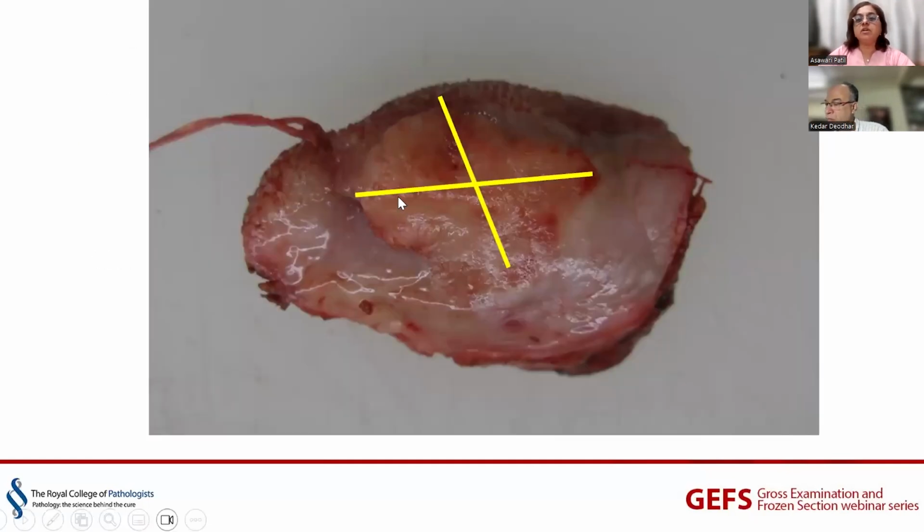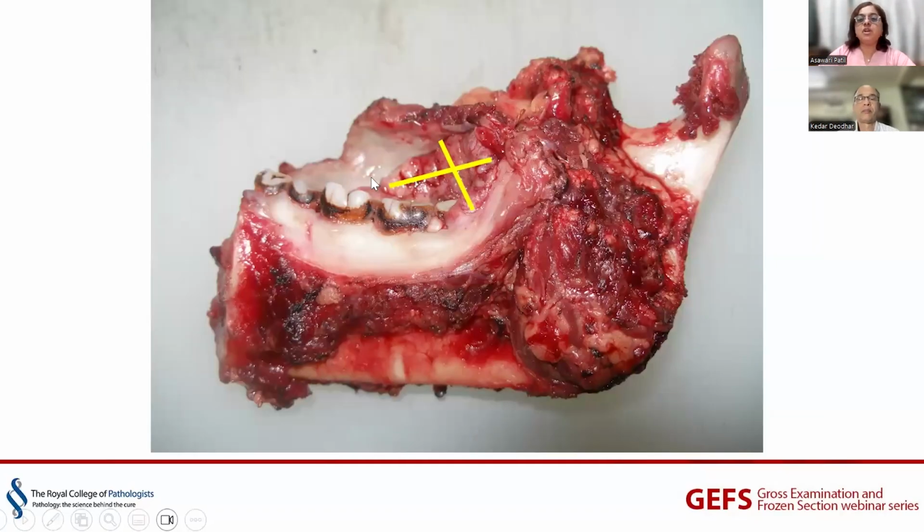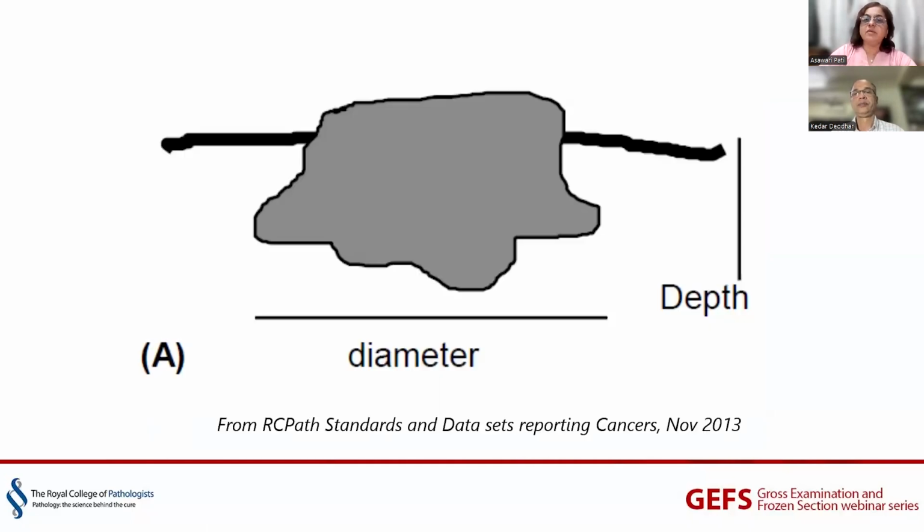So here we have a hemiglossectomy specimen. We take two dimensions grossly, and when we slice the specimen, the thickness will also be included. The same is true for a hemimandibulectomy specimen: the dimensions grossly, then slice the specimen and measure the third dimension.